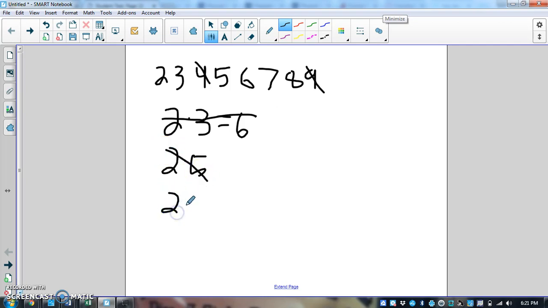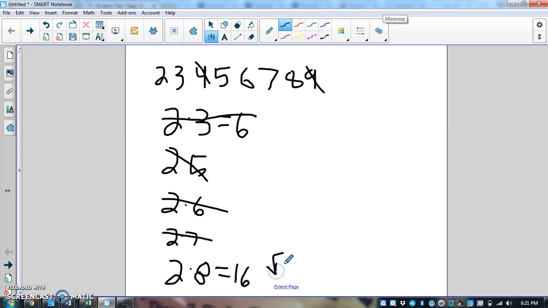What about 2 times 6? That's equal to 12. That's not going to work. What about 2 times 7? Well, that's 14. That's not a perfect square. What about 2 times 8? Well, 2 times 8 is equal to 16, which is a perfect square. After all, the square root of 16 is equal to 4. So 2 and 8 would be a possibility.